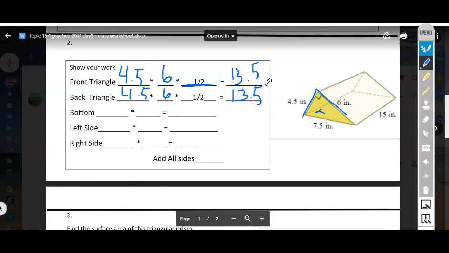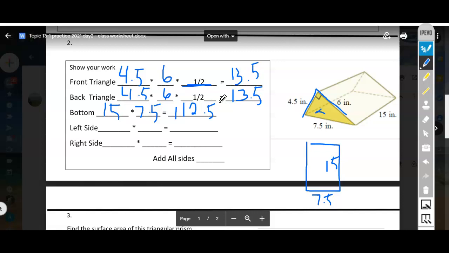All right. Now, if I draw a net here, this is what it looks like. I've got my bottom rectangle. What are the dimensions of that bottom rectangle? 15 and 7.5. So that's going to be right here, 15 times 7.5. Remember, you just go base times height on rectangles. What is that? 112.5.